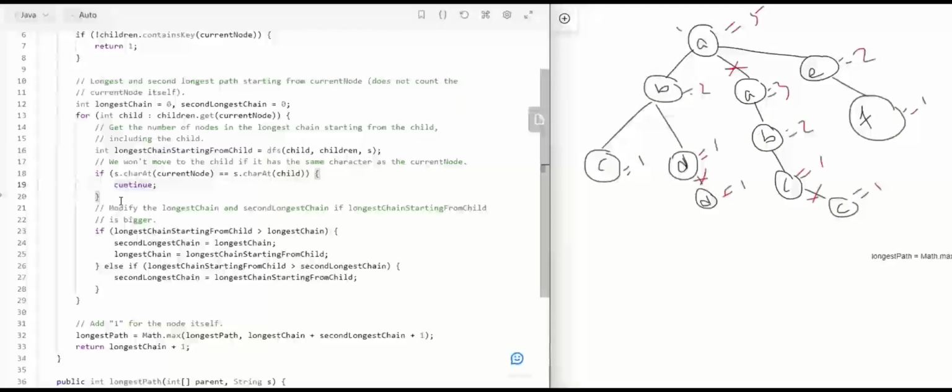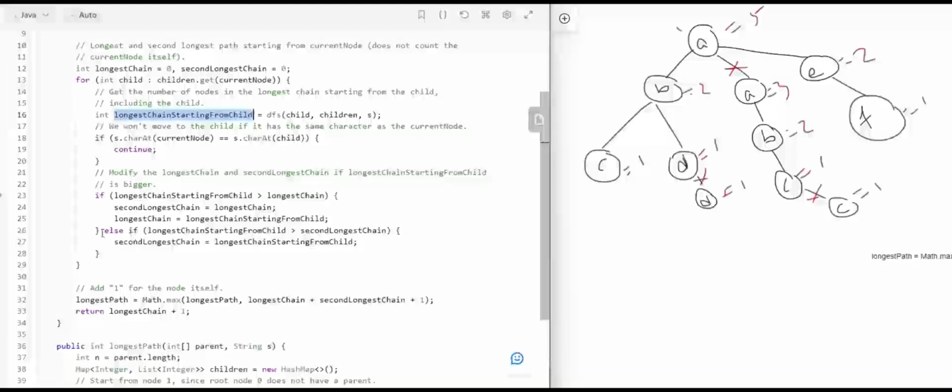Or else what we do is basically we need to find the largest and the second largest element. That's what we are doing here. So we are getting the value for each child. We are storing the value in the longest chain starting from child, and then we say that if that value is greater than the longest chain, that is the largest value, we make the second largest the largest, and the longest chain the value that we have just encountered. Or else this is the logic for updating the second largest element, where we say that if the value is greater than the second longest element, but smaller than the longest chain element, in that case we just need to update the second largest element, right?